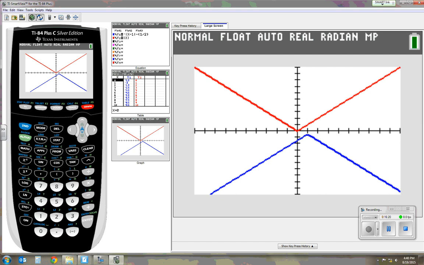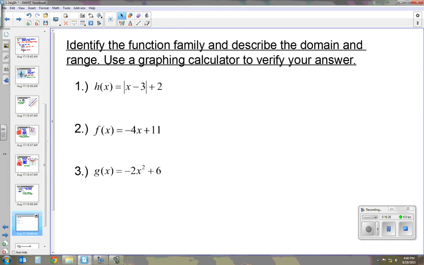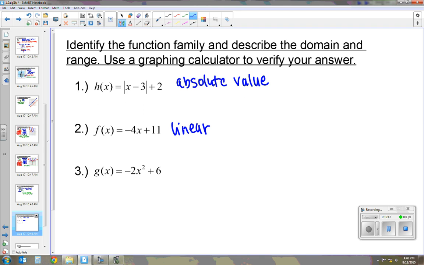Okay? Now our very last piece is about domain and range. It says identify the function family and describe the domain and range. And you can use a graphing calculator to verify your answer. So for number 1, this is absolute value. Number 2 is going to be linear. And number 3 is quadratic.